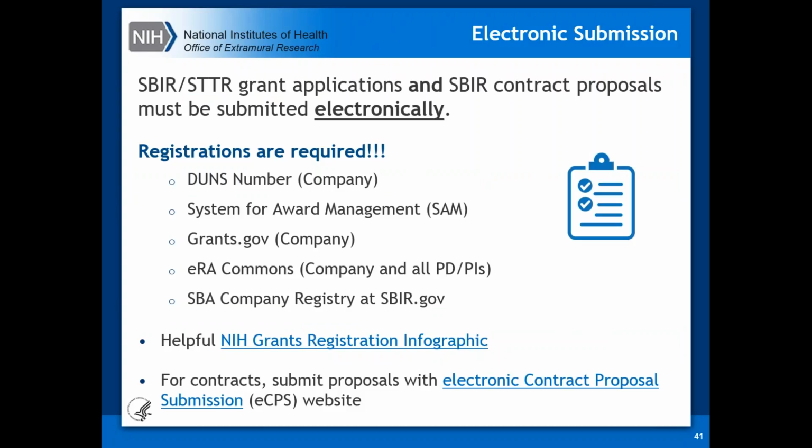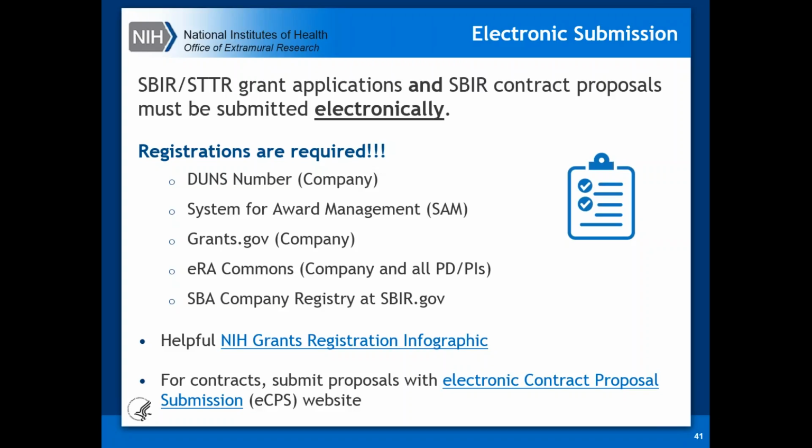With respect to applying, you need to submit electronically. SBIR/STTR grant applications and contract proposals must be submitted electronically. Registrations are required, and basically there are 5 registrations and you need to start early, because it can take up to 6 to 8 weeks to complete all your registrations. So if you're coming on the April 5th date and you have not even registered with these 5 systems, then basically you will miss the deadline. So you should start the registration process as soon as possible.